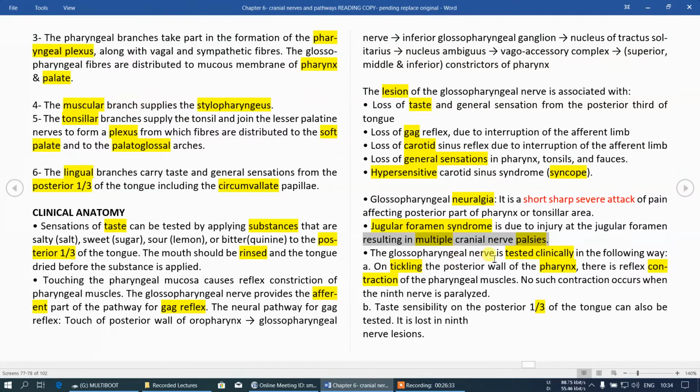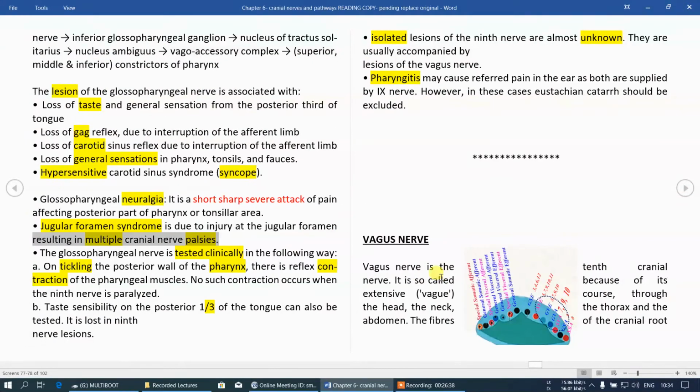If you want to test your nerve, then you should test all these things clinically. One is the posterior one third of the tongue. Put some substance on it and ask the patient about the taste sensation. Tickling on the posterior wall of the pharynx will result in the gag reflex, that you can also see.